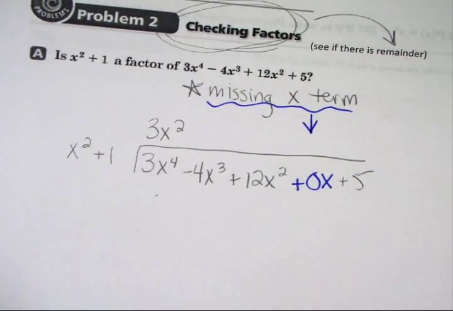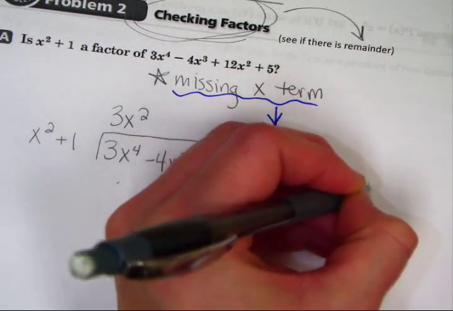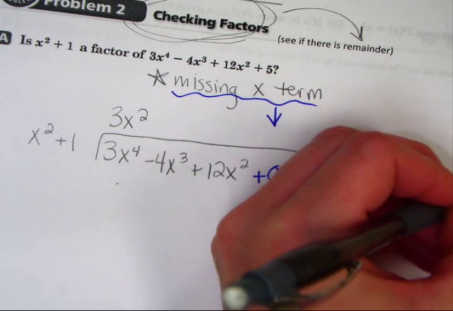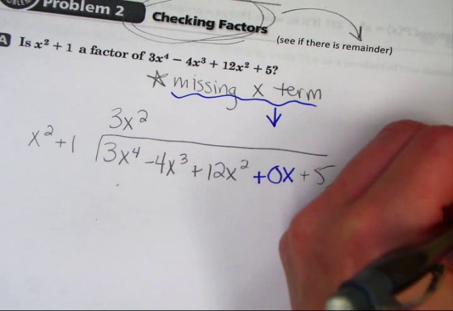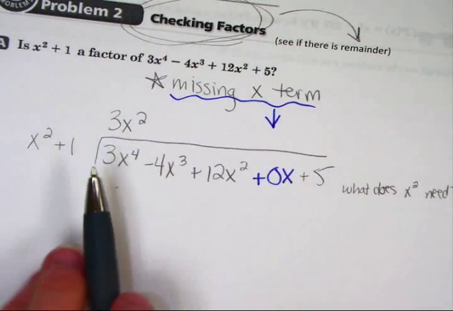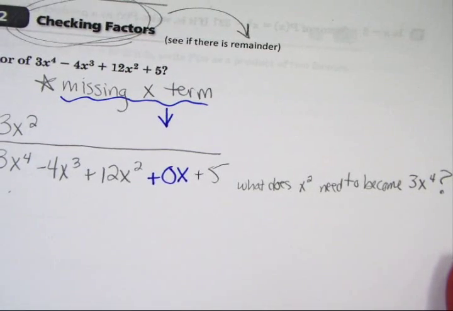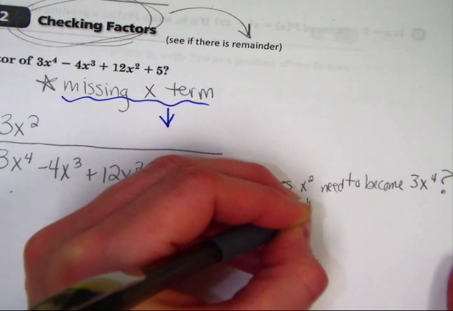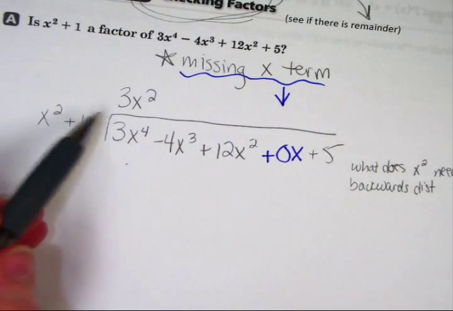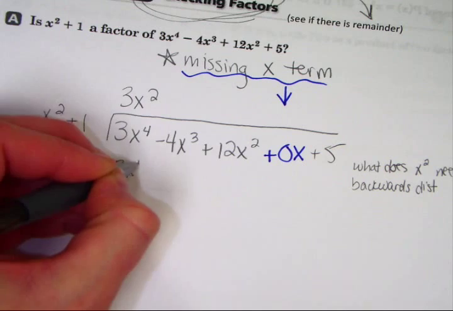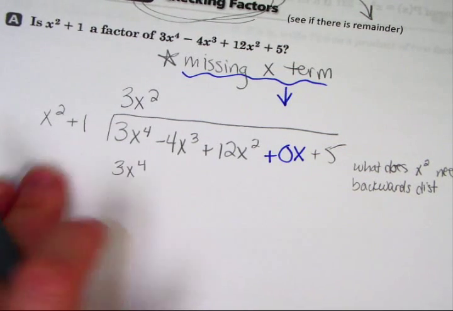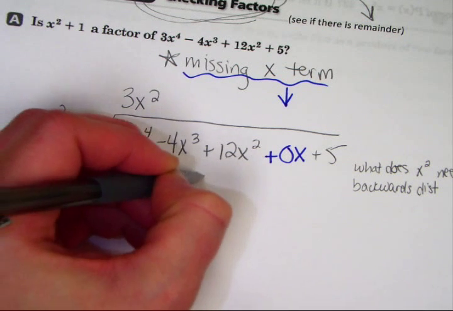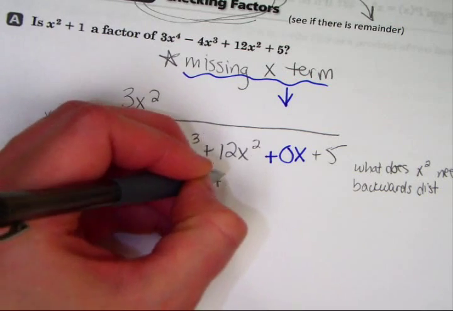Okay? So if you want to write that question down, the question was, what does x squared need to become 3x to the 4th? And that's how I got this 3x squared answer. Now we're going to backwards distribute. Ready? So we get 3x squared times x squared is 3x to the 4th. 3x squared times 1 actually goes under the square over here, okay? You move all the way over, and you get plus 3x squared.